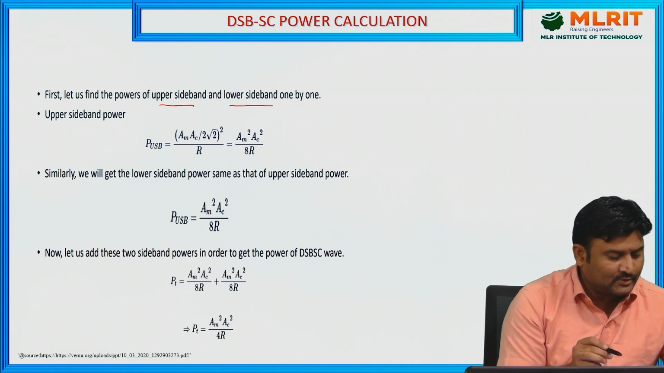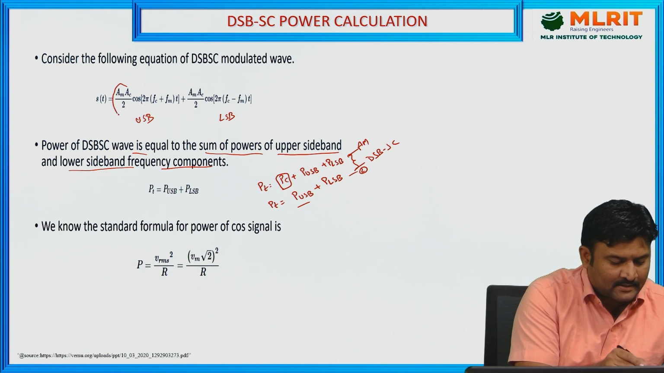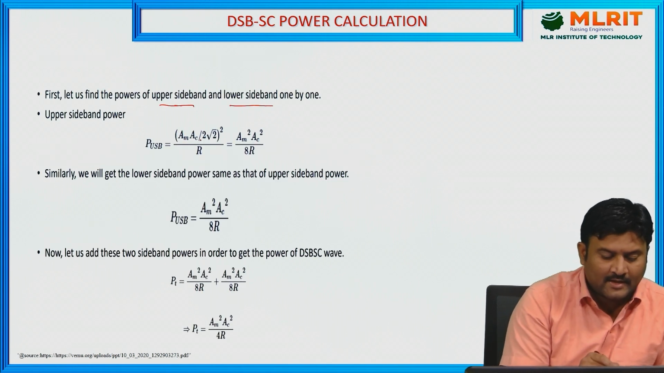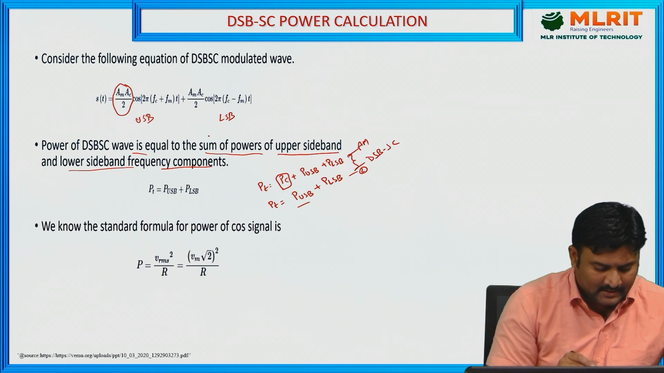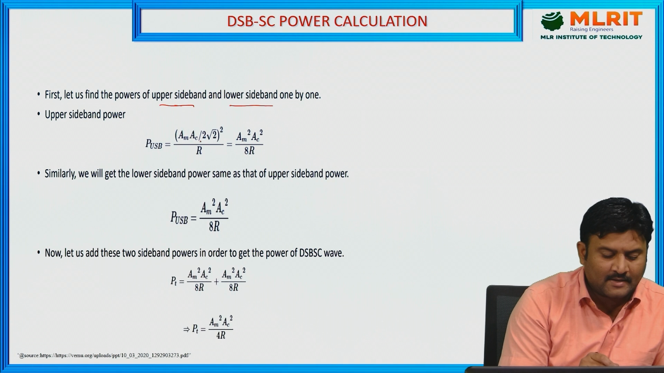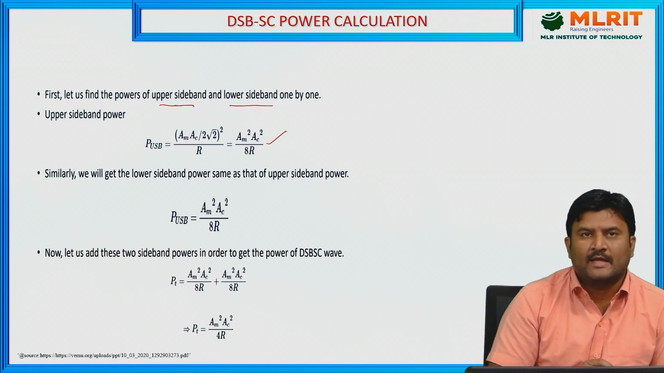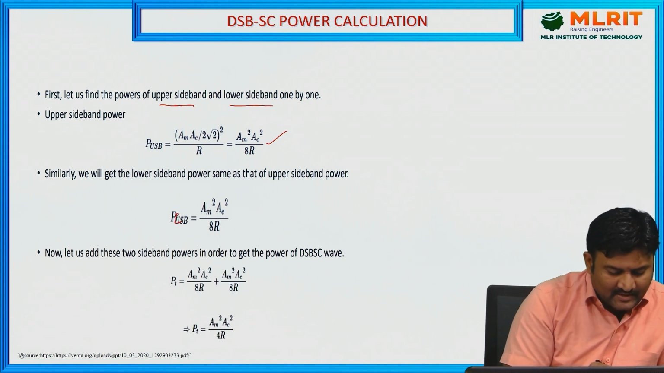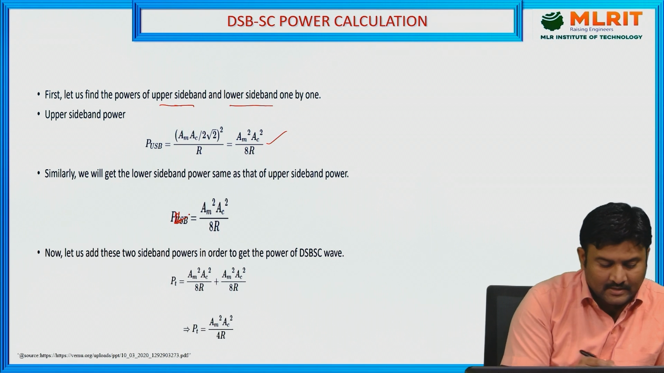What is the amplitude of this one? This is nothing but amplitude AM AC by 2. Therefore, (AM AC by 2 root 2) whole square by R, here this indicates simply amplitude levels. When you do this analysis, it is AM square AC square by 8R. AM square AC square by 8R. This is the upper sideband.